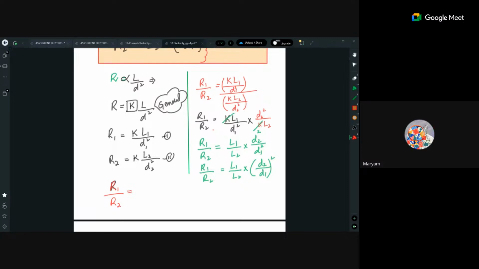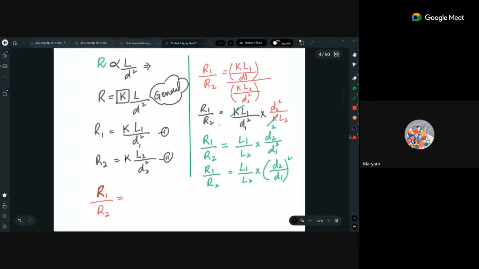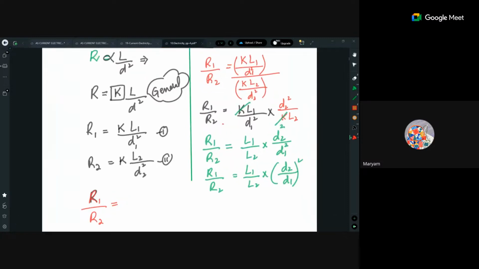I was saying that the thing that you wrote with the black and red color, R1 by R2 is equal to L1 by D1 into D2 by L2. How did it become L1 by L2 into D2 by D1 in the second step?